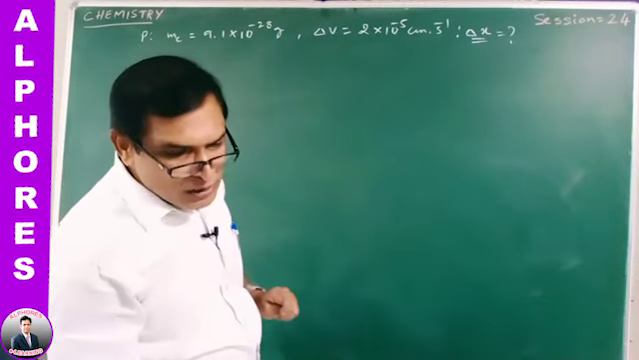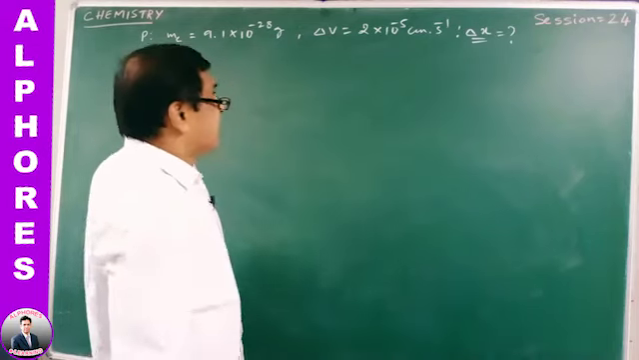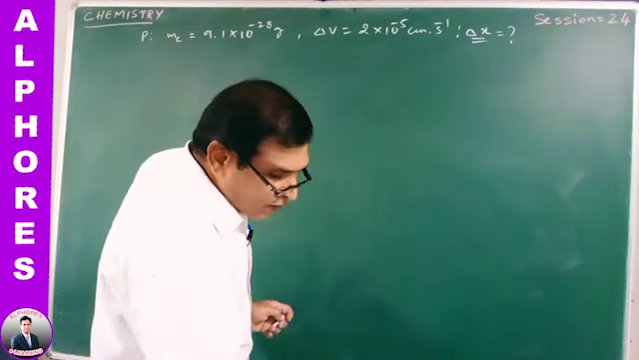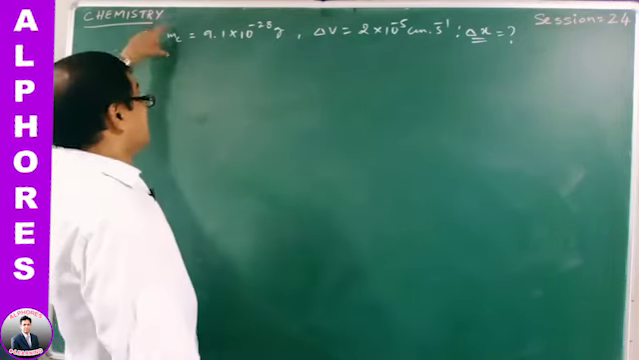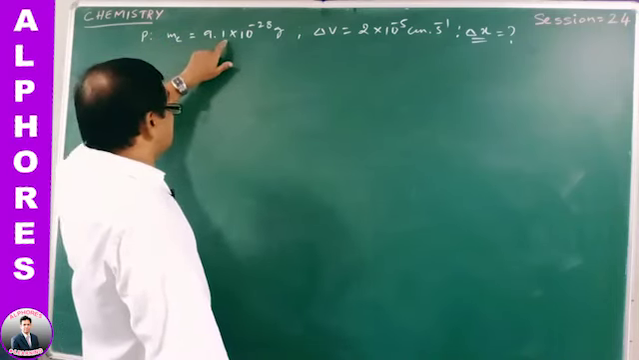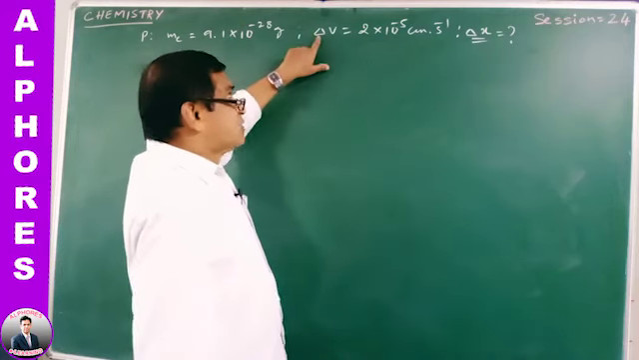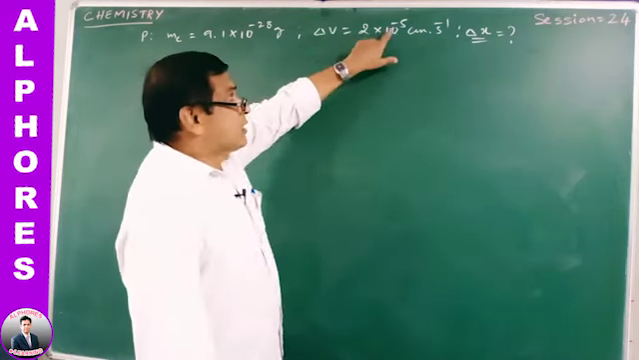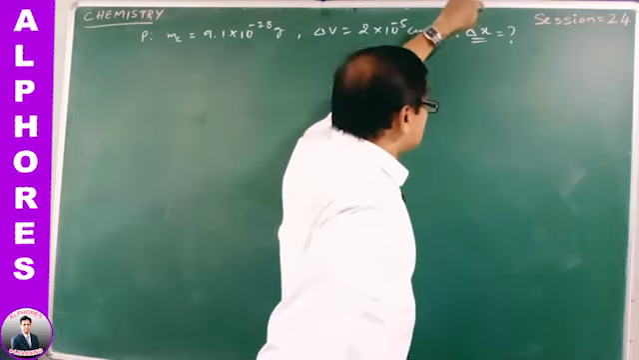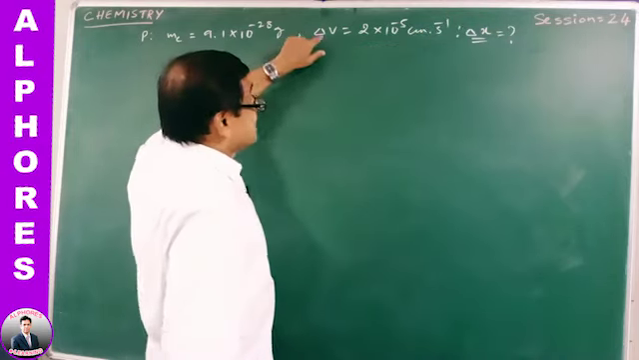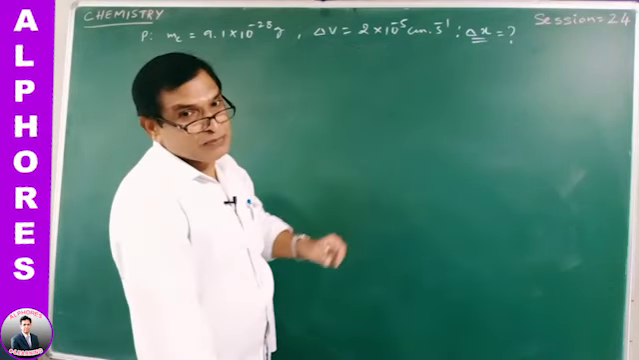Options are given in CGS units, centimeters. So we have to take the data in CGS units only. Once again, the problem is: the mass of the electron is 9.1 into 10 to the power minus 28 grams. The uncertainty in the velocity of the electron is found as 2 into 10 to the power minus 5 centimeters per second. Calculate the uncertainty in the position of the electron. Uncertainty in the velocity is given, and uncertainty in the position is what we are asked to calculate. That is the concept of the given problem.